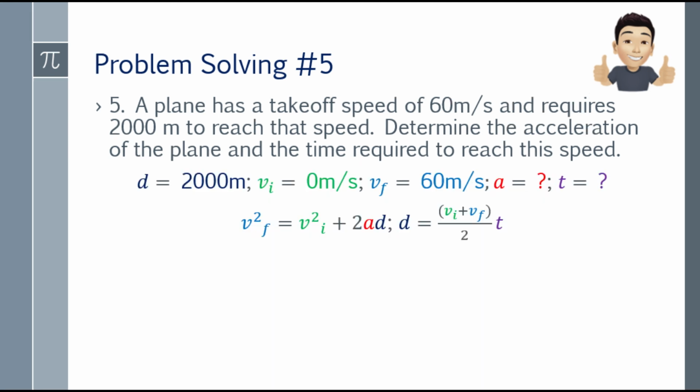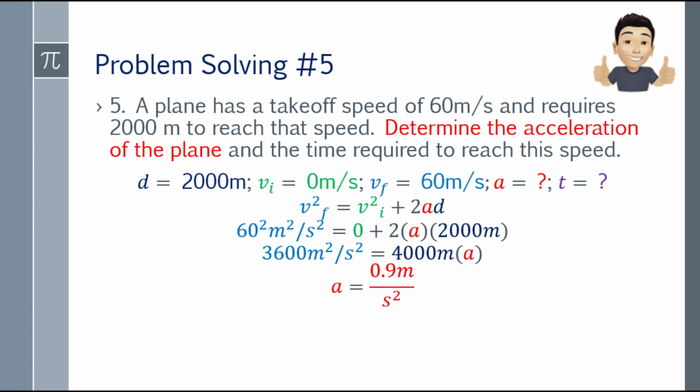So, let's solve for the acceleration first. Let's have the formula, the square of the final velocity is equal to the square of the initial velocity plus 2AD. So, let's substitute the values. 60 squared meters squared over seconds squared is equal to 0 plus 2 times acceleration times 2,000 meters. So algebraically, isolate the A. So we have 3,600 meters squared over seconds squared is equal to 4,000 meters times A. Divide both sides by 4,000. And the answer will be, the acceleration is 0.9 meters per second squared.